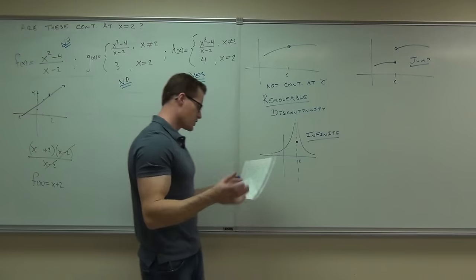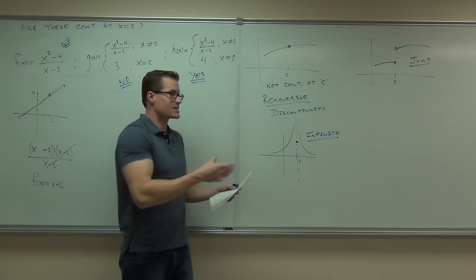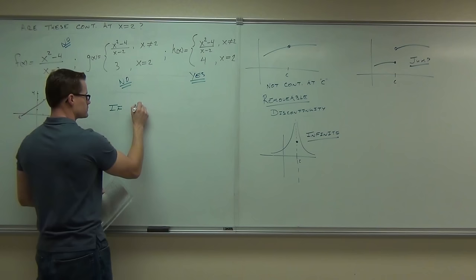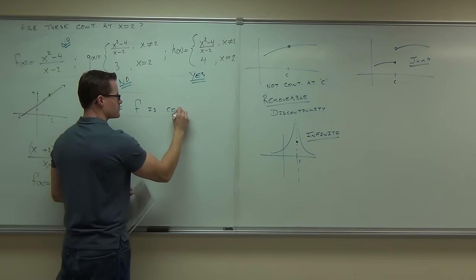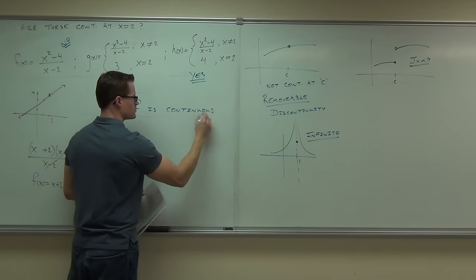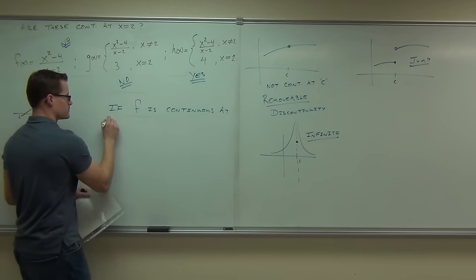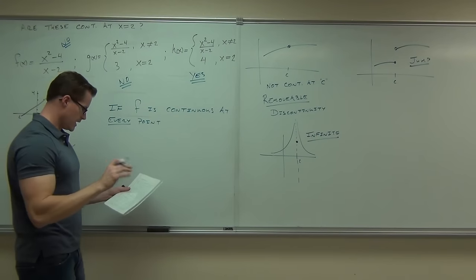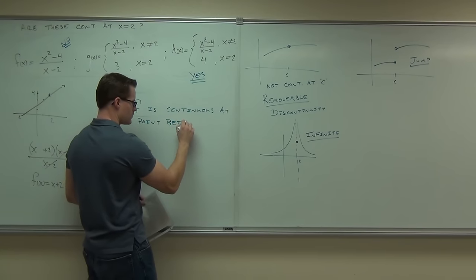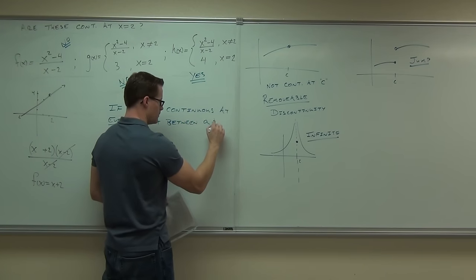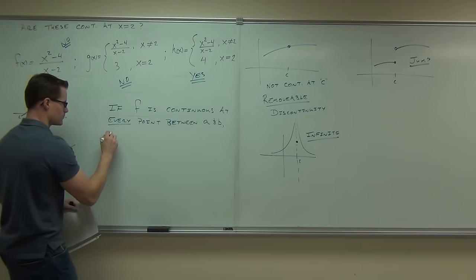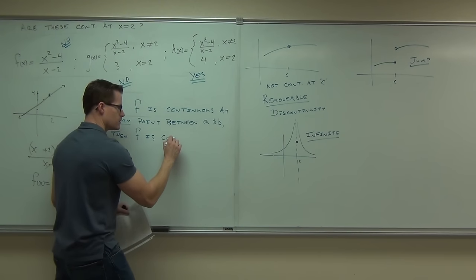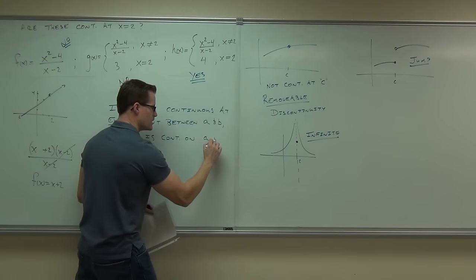If a function is continuous at each point between a certain interval, like AB, we can say it is continuous on the interval AB. So let's say if f is continuous at every point between A and B, then f is continuous on AB, the open interval.